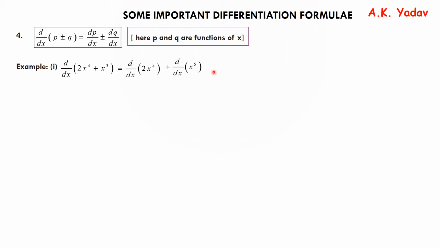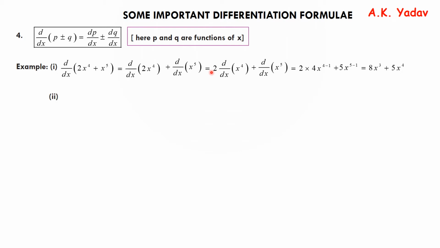So what are we getting? We get 2 d by dx of x to the power of 4 plus d by dx of x to the power of 5. Now 2 remains as such, while the differentiation of x to the power of 4 is 4 x to the power of 4 minus 1, and the differentiation of x to the power of 5 is 5 x to the power of 5 minus 1. On solving this, we get 8x cube plus 5x to the power of 4.